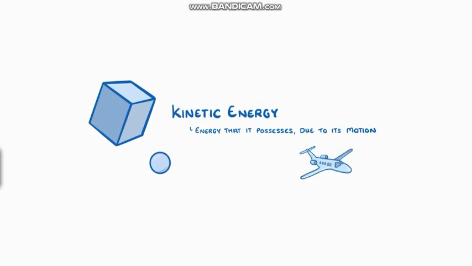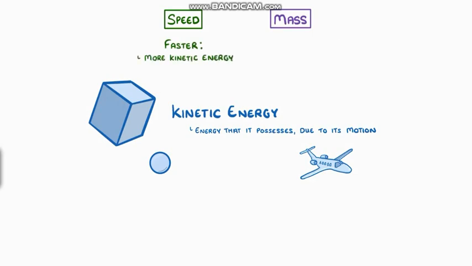How much energy an object has, though, depends on two things: its speed and its mass. For speed, the faster an object is moving, the more kinetic energy it will have. Which kind of makes sense, because if you think about any fast-moving object, it must have had lots of energy transferred to it in order to speed it up, and that energy is stored in the kinetic energy store. So fast objects have lots of kinetic energy.